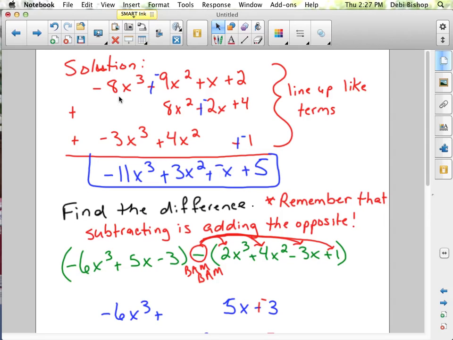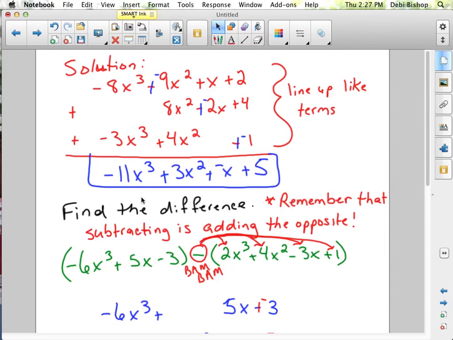Now you can see I just left it blank right here because there was not any term that matches x cubed. And then my last line has negative 3x cubed plus 4x squared plus a negative 1. And again, I left this part blank because there were no x's to show. So you could write 0 if you wanted to right here, or just leave it blank like I did. And then you just add right down. Okay, so you get negative 11x cubed plus 3x squared plus a negative x plus 5.